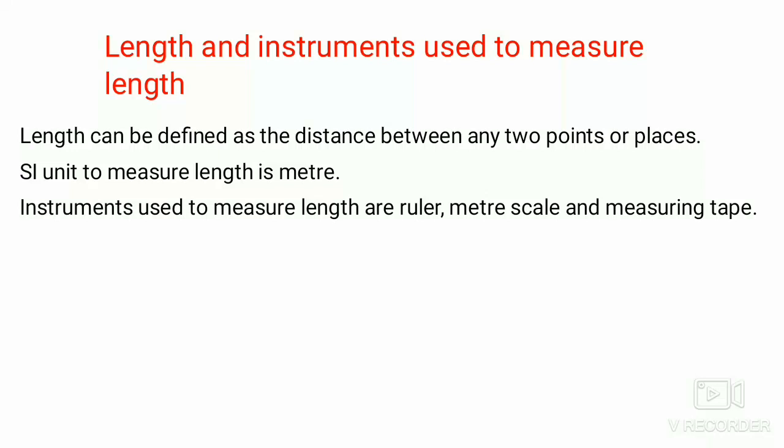A meter scale has 100 divisions. Each division is equal to 1 centimeter. Furthermore, each centimeter has 10 small divisions. Each small division is equal to 1 millimeter. Similarly, a ruler has centimeter and inch markings. Each centimeter is further divided into 10 millimeters. 1 inch is approximately equal to 2.5 centimeters.